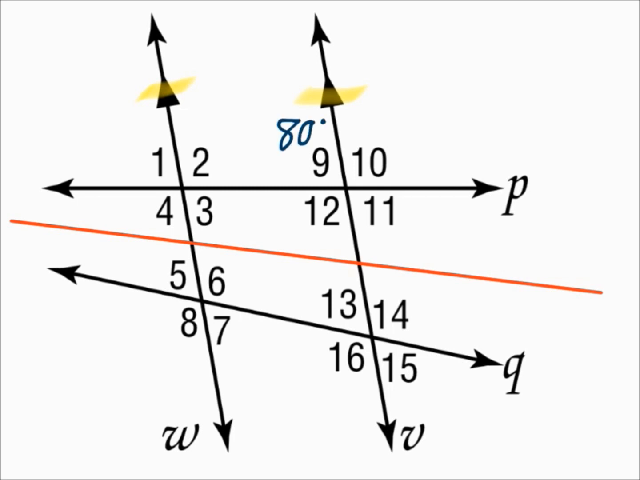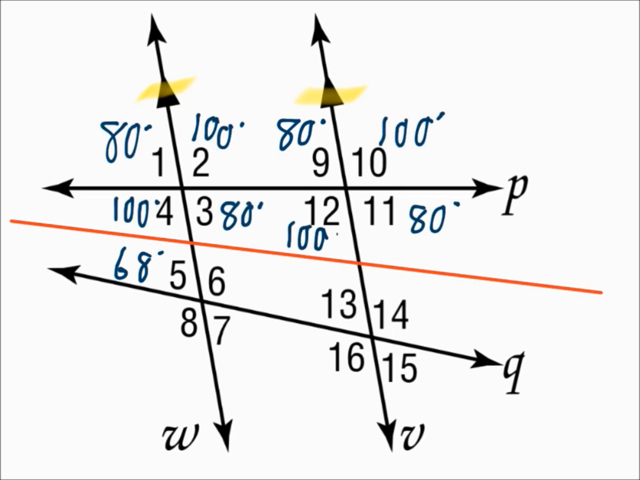Measure of angle 9 is 80 degrees, and the measure of angle 5 is 68 degrees. In the top group, all acute angles will be 80, and to make 180, all obtuse angles would have to be 100. In the bottom set, the ones on transversal Q, all acute angles will be 68 degrees, and all obtuse angles to make 180 will be 112 degrees.